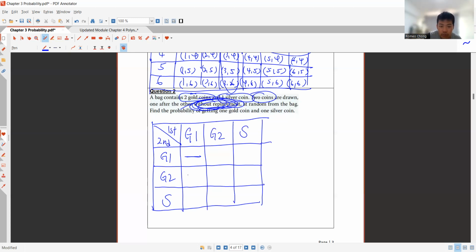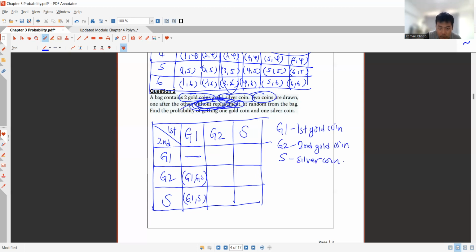So if you choose G2, then I will have the outcome G1, G2. So this will be the first one. Then the second one, I will also have G1 and then S. I will have this outcome also. Of course, when you draw the table, you must show it properly. So G1 means the first gold coin, and then G2 stands for the second gold coin. And you have to write this legend, meaning what the letters that you use represent. And S represents the silver coin.